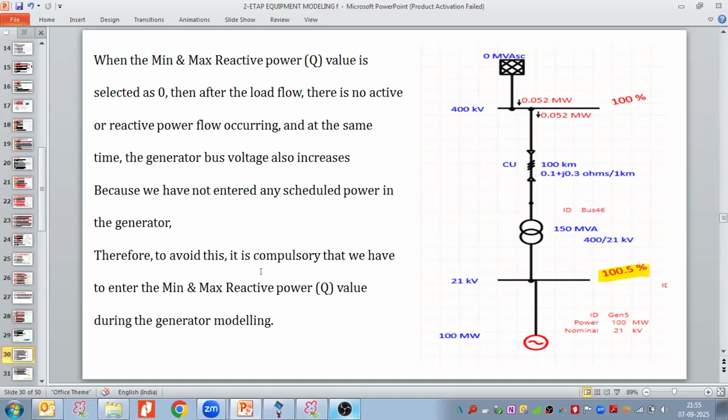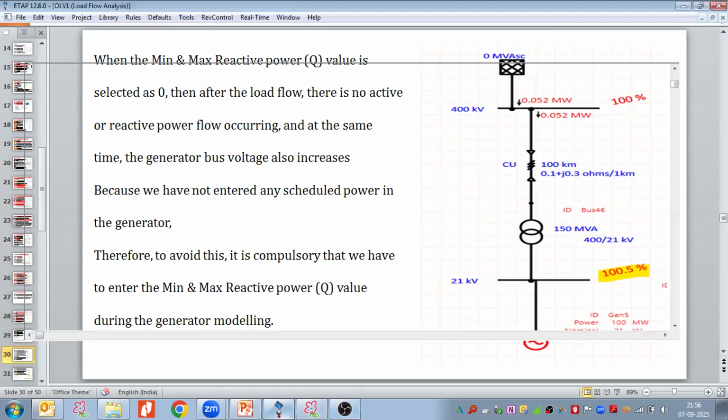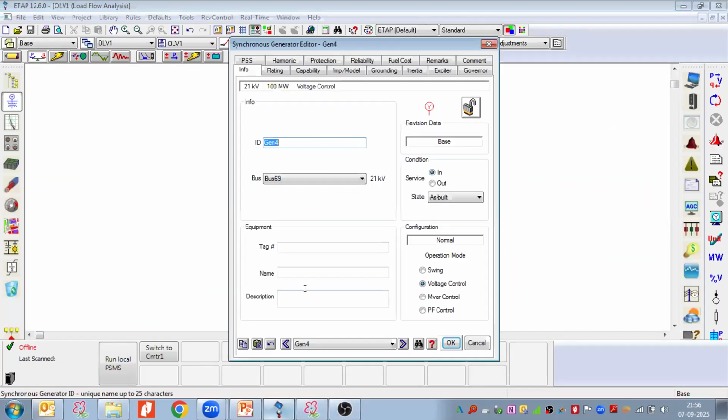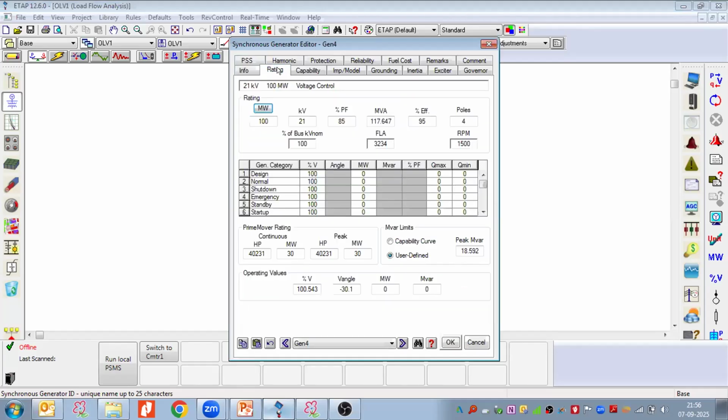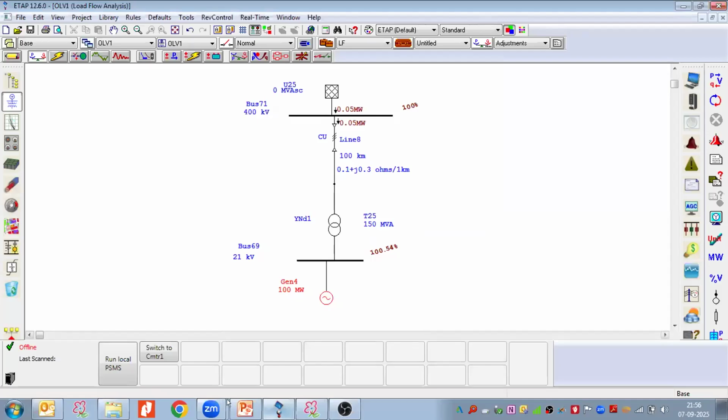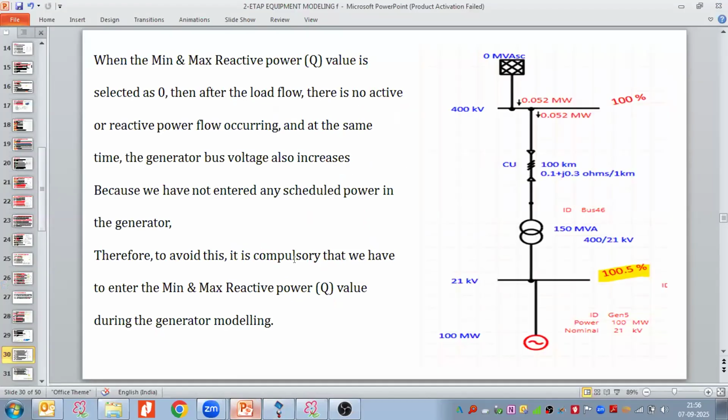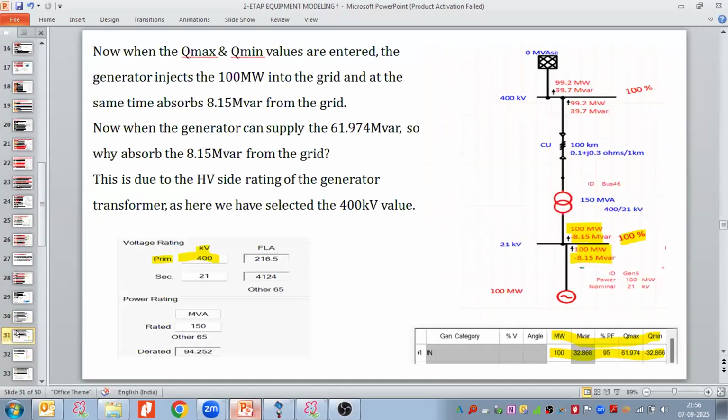Therefore, to avoid these conditions, it is compulsory that we enter the minimum and maximum reactive power values during the generator modeling. I hope you are now getting why we have to define this parameter over here. Now, as already we discussed how to define and how to calculate this parameter, let us define it.